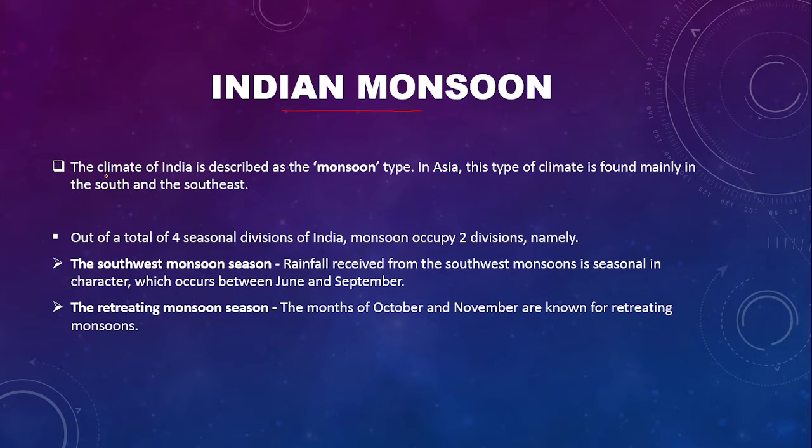Indian monsoon. The climate of India is described as monsoon type. In Asia, this type of climate is found mainly in south and southeast. Out of the total 4 seasonal divisions of India, monsoon occupies 2 divisions, namely the southwest monsoon season and the retreating monsoon season. The southwest monsoon season, rainfall received from the southwest monsoon, is seasonal in character, which occurs between June and September. In the retreating monsoon season, the months of October and November are known for retreating monsoons.